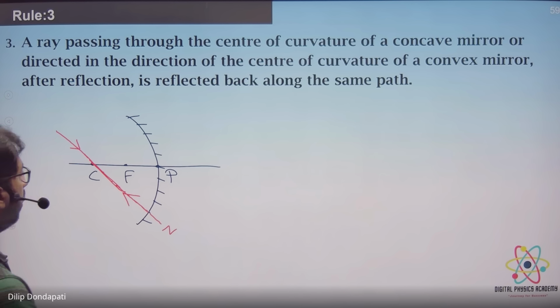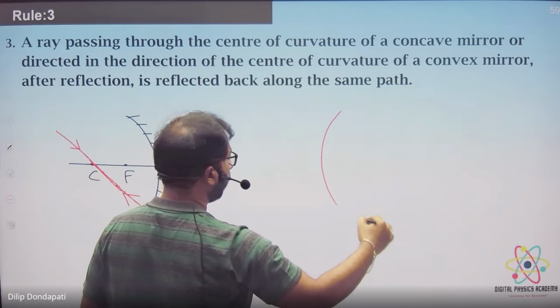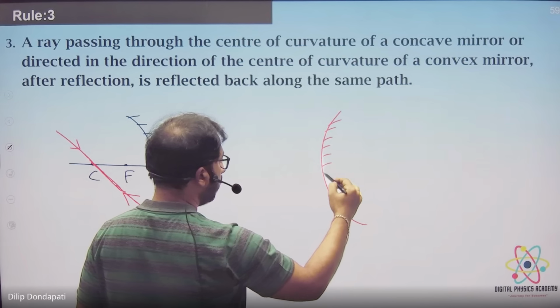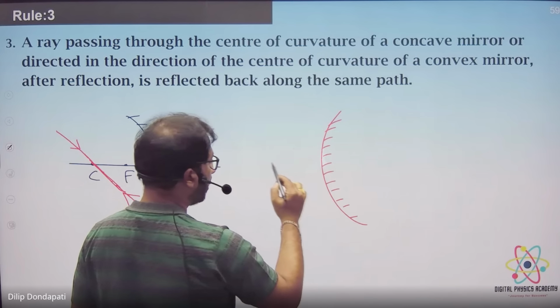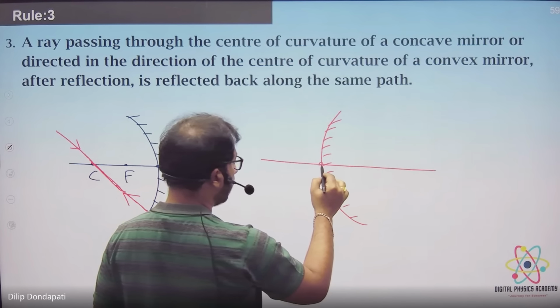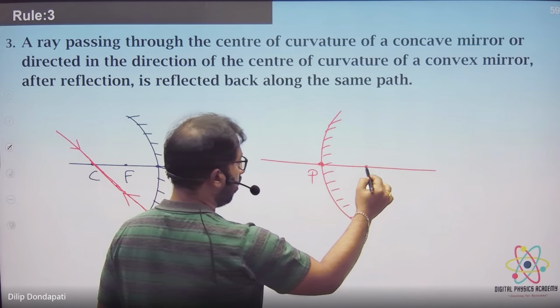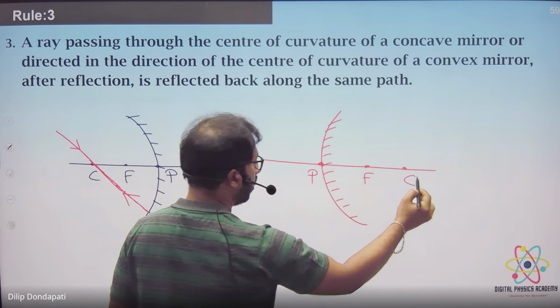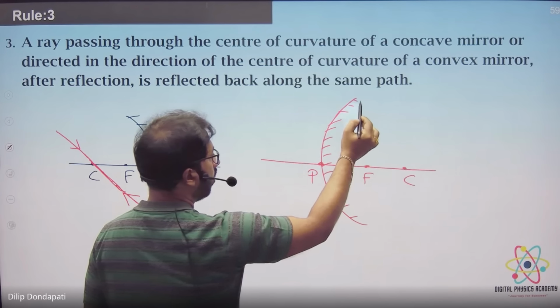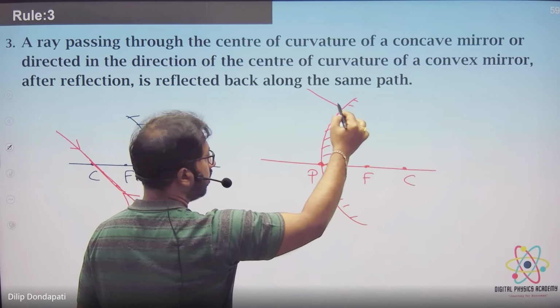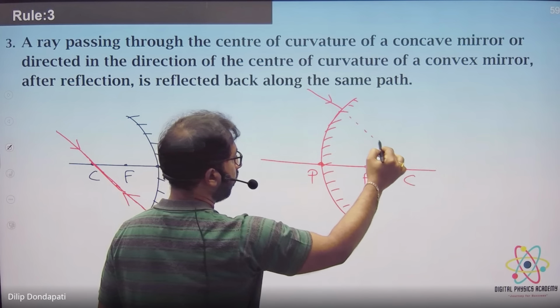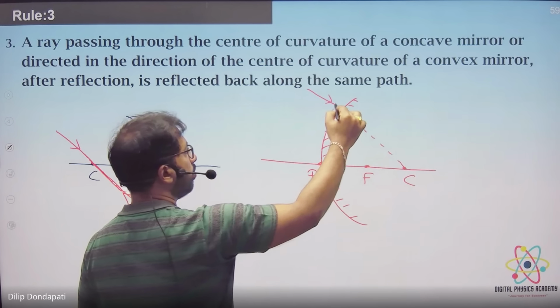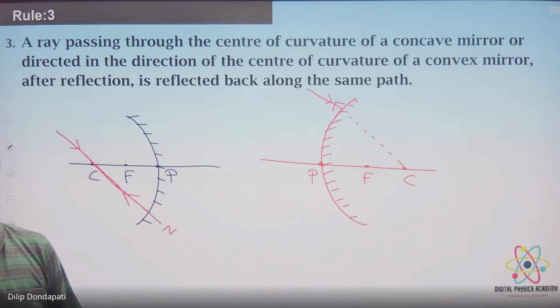Okay. Now for convex, normal always passes through the center of curvature in a spherical mirror. Pole, focus, center of curvature. Now I am directing along the center of curvature. It retraces the path. It will go along the same path.